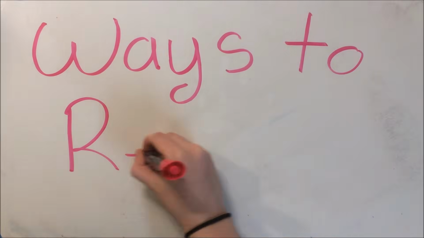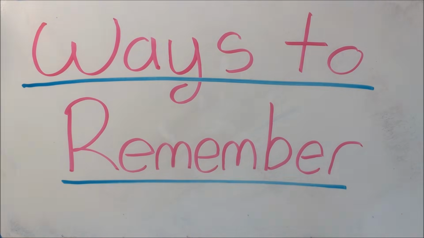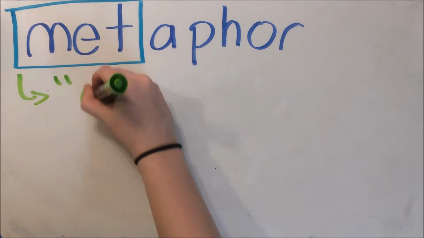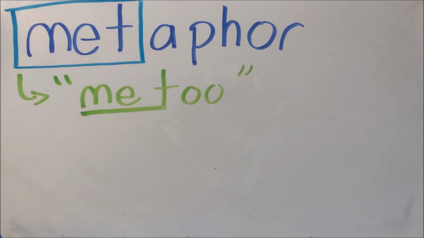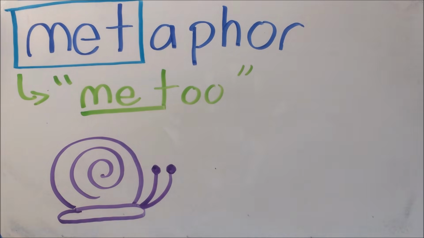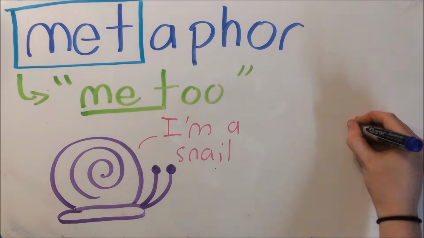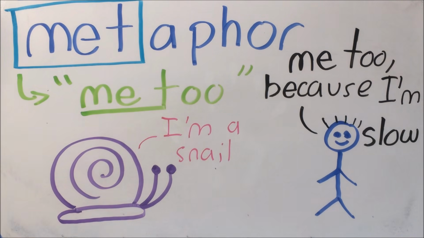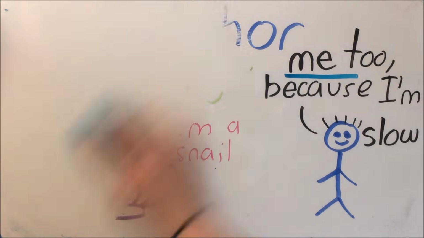Now I'm going to give you some ways to remember these literary devices. With a metaphor, all you need to remember is the phrase "me too." Because the word metaphor has the letters M-E-T in it, just like the phrase "me too," you can remember that when something states what it is, the person being compared would say "me too," because the writer is claiming that they actually are that other thing.